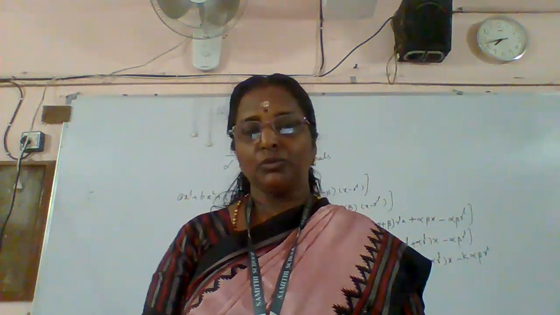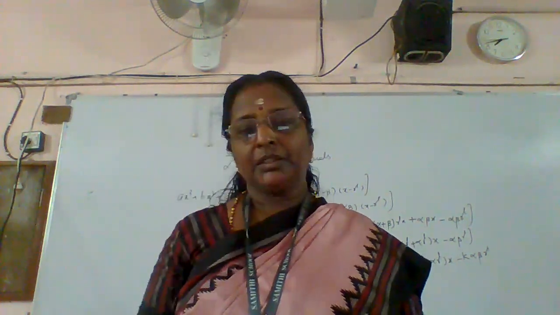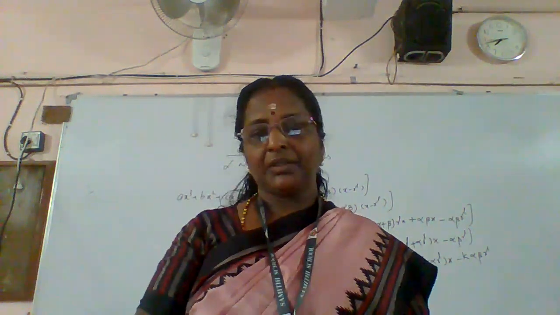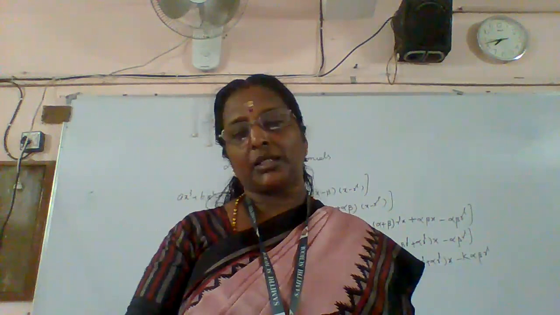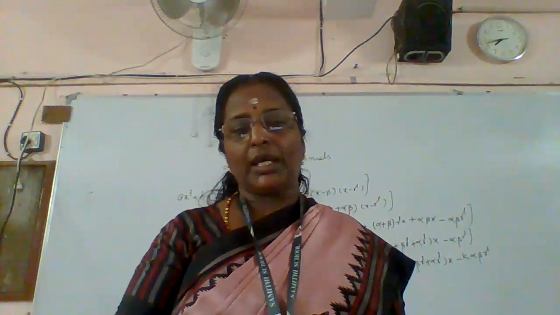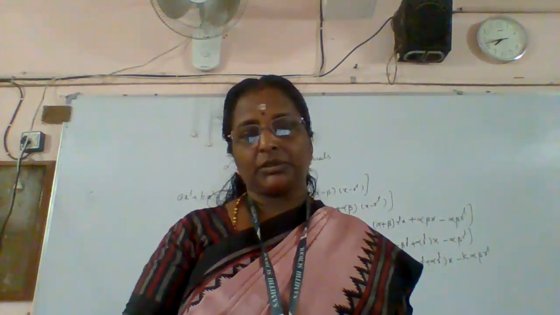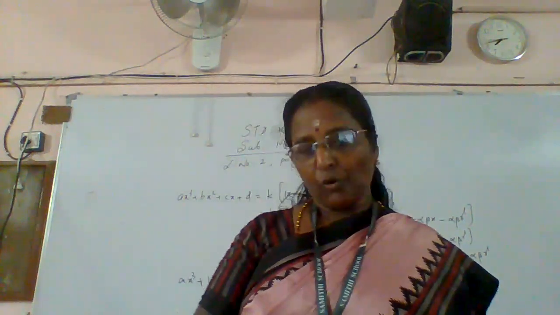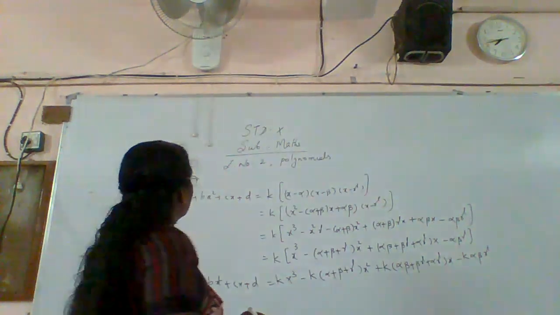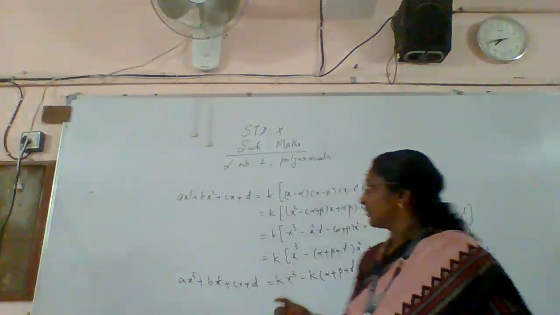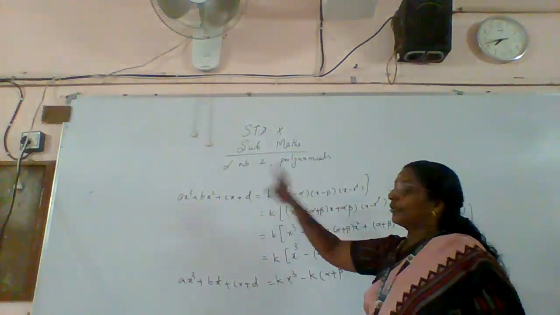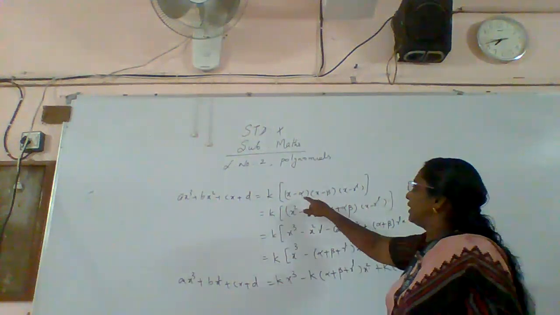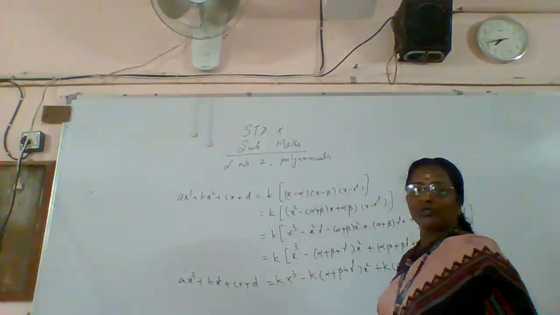Yesterday we explained the relation between the zeros, or sum of the zeros, and their coefficients, up to the quadratic polynomial. So today I will explain the sum of the zeros with the coefficients of a cubic polynomial. As usual, I told you a cubic polynomial has a maximum of how many zeros? Three. We take alpha, beta, gamma as the zeros of the polynomial.